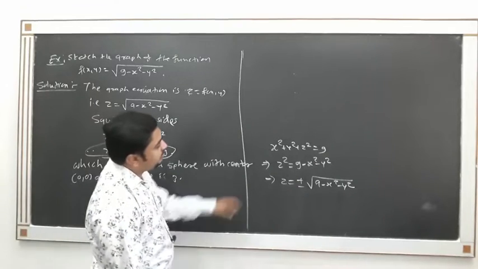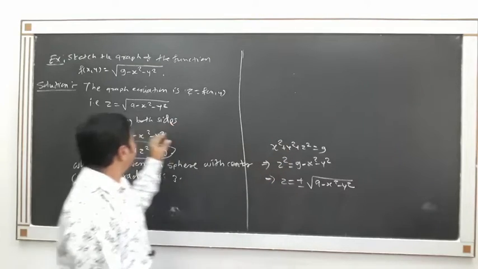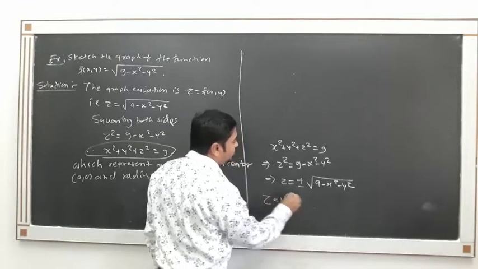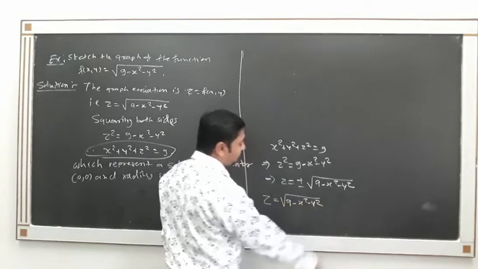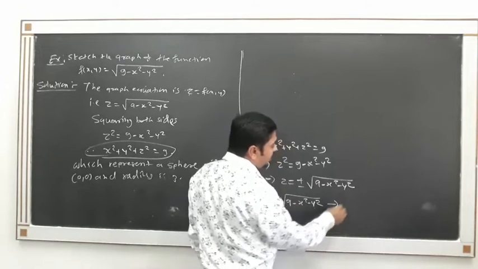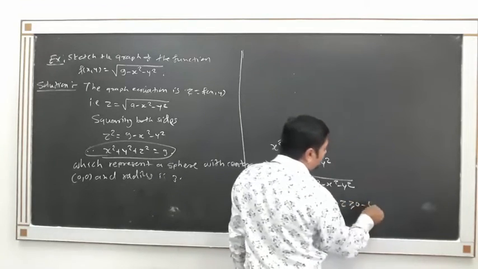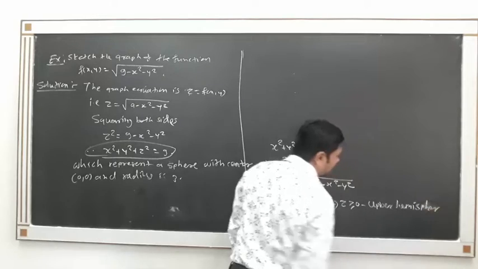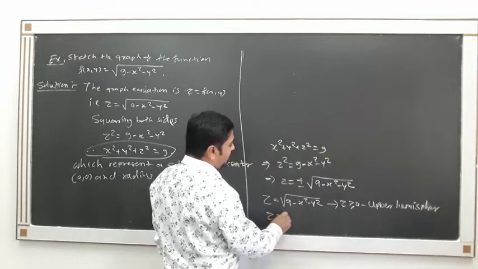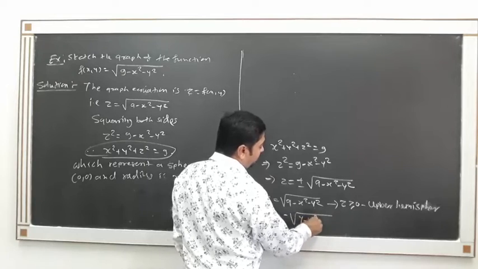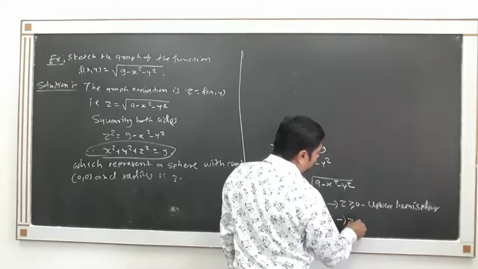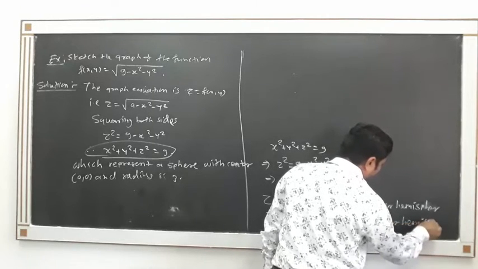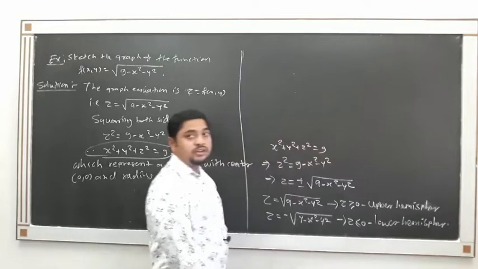What does it mean? This is a whole sphere, but this equation is not a whole sphere. For positive z, that is z is equal to the square root of 9 minus x square minus y square, z is positive, therefore it is the upper hemisphere. And if it is negative, then what does it represent? It represents the lower hemisphere.